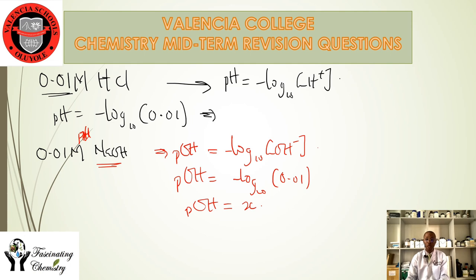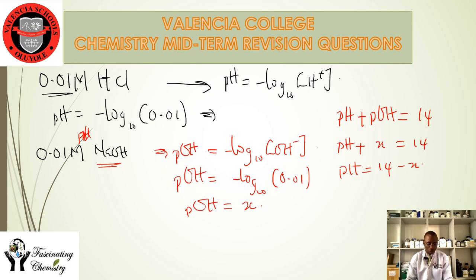Now to obtain our pH, it is important you remember the expression that pH plus pOH will be equal to 14. You already know your pOH, so you are looking for pH now. So the value of your pOH, which is X, plus pH equals 14. So your pH will be equal to 14 minus X, and you get the value of your pH from there.